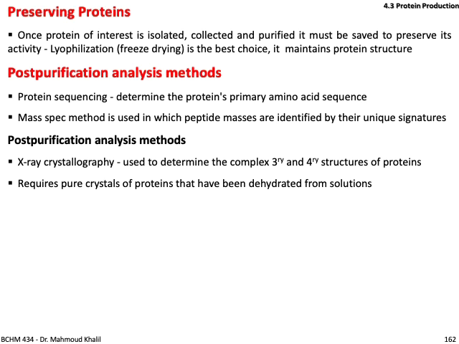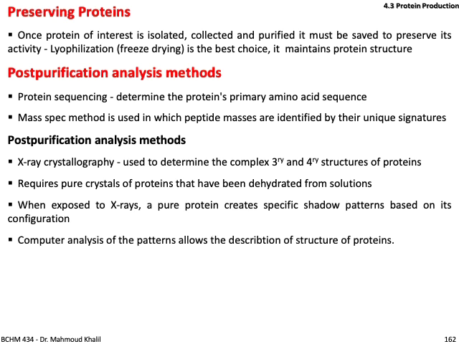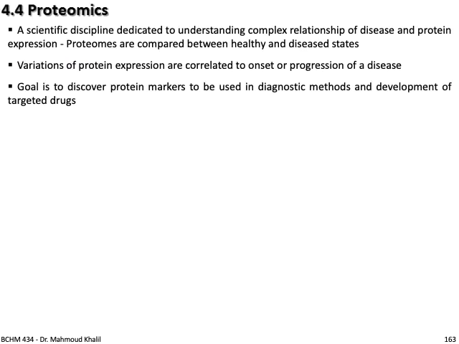The methods include X-ray crystallography as well. This is used to determine the tertiary and quaternary structure of the protein, and it requires a pure crystal of protein that has been dehydrated from solution. When exposed to X-ray, a pure protein creates a specific shadow pattern based on its configuration. So using computer analysis of the pattern allows the description of the structure of proteins.